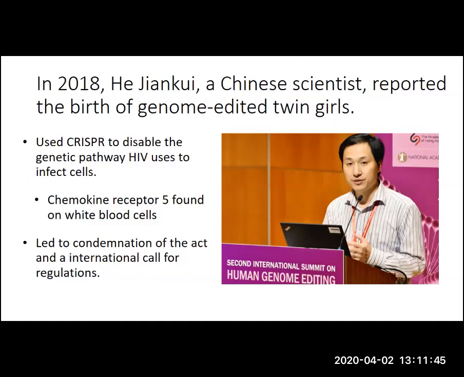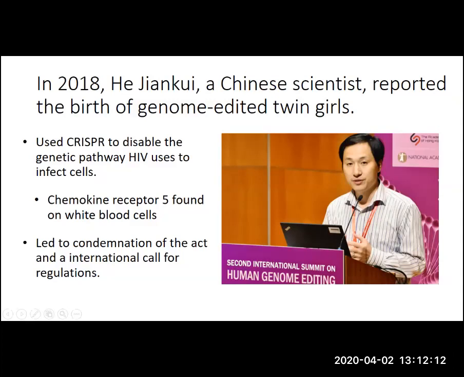And he basically targeted the Chemokine receptor 5 protein receptor, which is found on white blood cells, and it's used by HIV to infect white blood cells and basically attack the immune system as well as cause the HIV AIDS disease. Now, he reported this at the end of 2018.